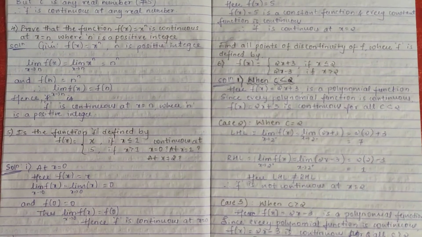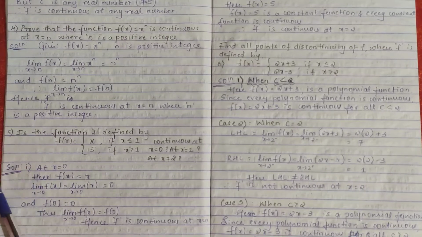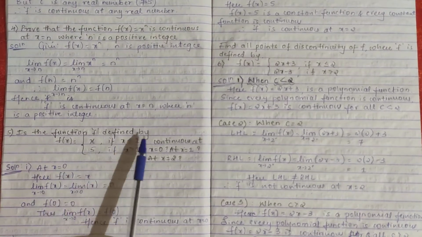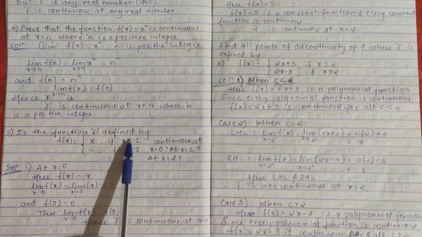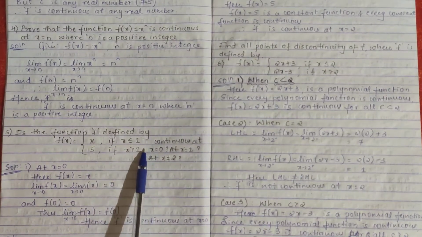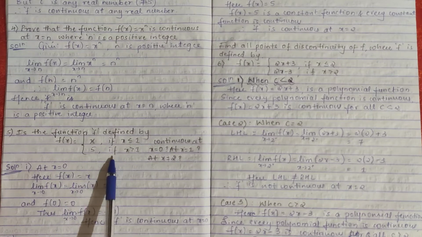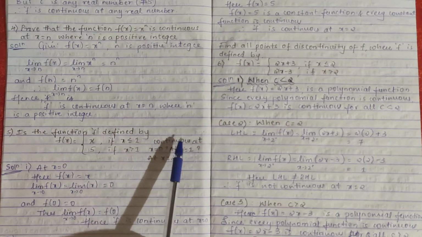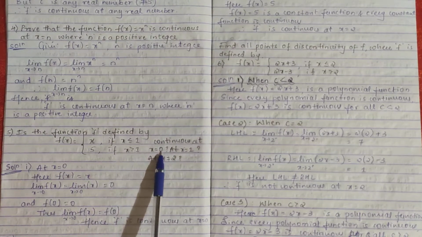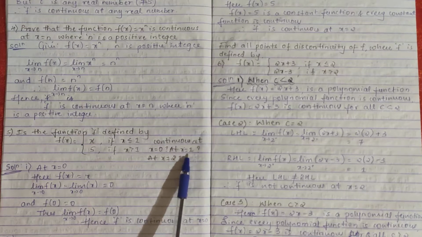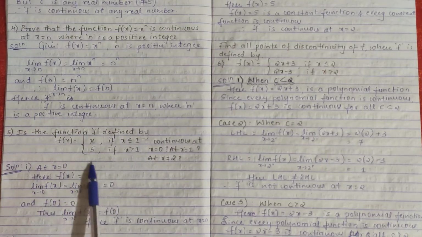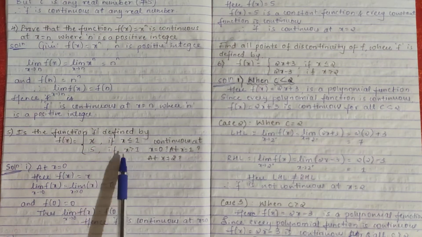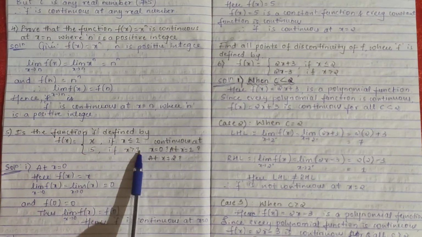Then comes your fifth problem. See the question: is the function f defined by f of x is equal to x if x is less than or equal to 1, and 5 if x is greater than 1, continuous at x is equal to 0, at x is equal to 1, at x is equal to 2? So here they have given us a branched question.